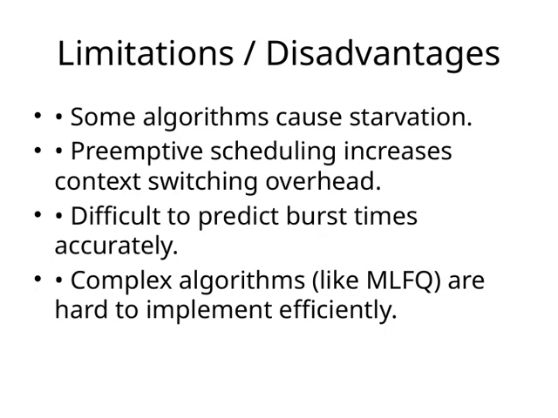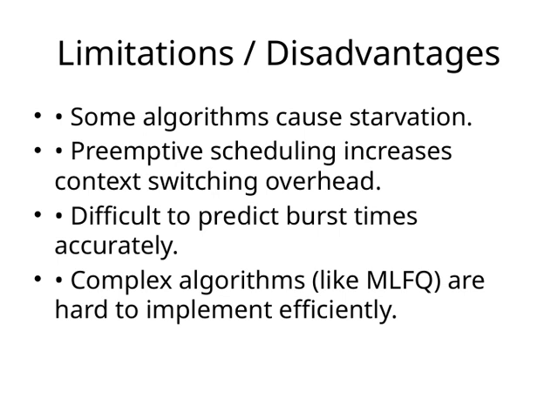Now, let's take a look at some of the limitations and disadvantages associated with these scheduling algorithms. First, some algorithms can cause starvation, which means certain processes may end up waiting indefinitely if higher priority tasks keep getting scheduled. This can be a real issue in ensuring fairness across all processes. Next, preemptive scheduling, while useful for responsiveness, increases the overhead due to frequent context switching. Every time the CPU switches from one process to another, it incurs some cost, and too many switches can degrade overall performance.